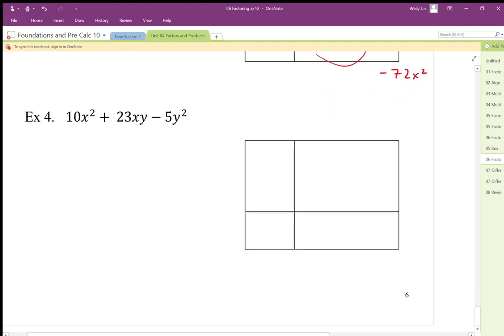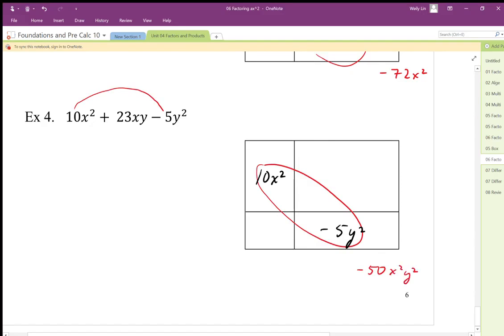So for this one here, same thing. Our squares go along this diagonal, so we're going to end up with 10x squared negative 5y squared. Okay, we know that the 23 is going to be split into these two parts. So we're going to do our cross diagonal product. So negative 50x squared y squared. Okay, and we know that negative 50 is the product of the split when we split up 23xy.